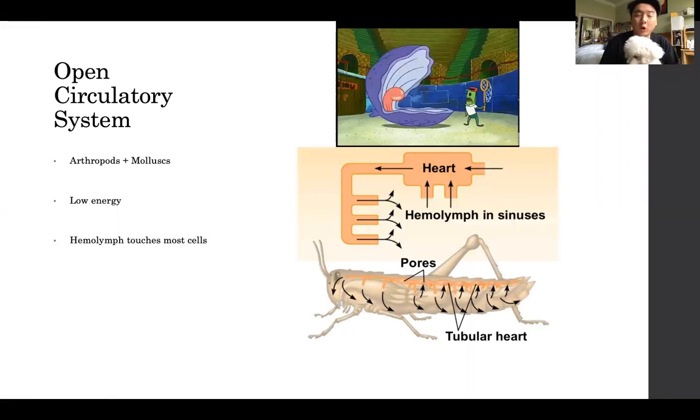In the open circulatory system, we're mostly going to be seeing this in arthropods and mollusks. What makes it open is that they don't necessarily have veins and arteries running through the body. They just have the hemolymph flowing everywhere. They still do have hearts though, although they don't pump as hard as the hearts we're going to see in the closed circulatory systems. It's going to take relatively less energy to pump the heart because of this.